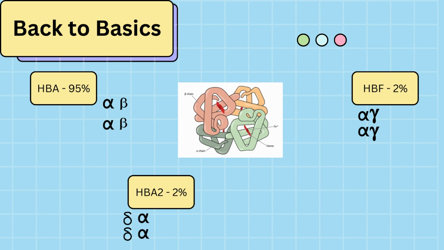Hemoglobin A with the 2 alpha and 2 beta chains is expressed at a low level in early fetal life, but the main switch to adult hemoglobin occurs around 3 to 6 months after birth, when the synthesis of the gamma chain is replaced by a beta chain.